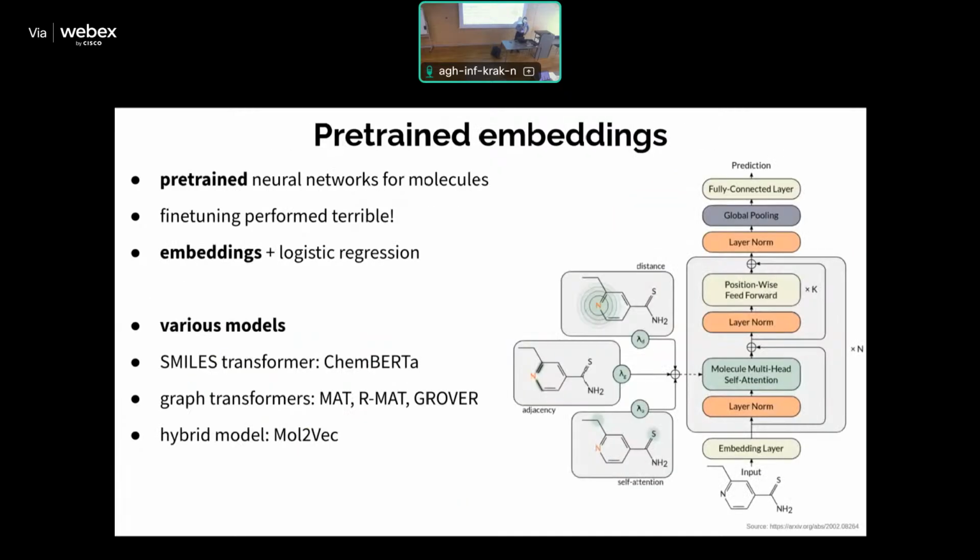And then we use some pre-trained embeddings, because on graphs pre-training is very, very hard, but we try to use some pre-trained models to extract embeddings. You take a pre-trained neural network, vectorize a graph, so a molecule goes in, a vector goes out, and then you do machine learning on those embeddings with a bunch of different models.